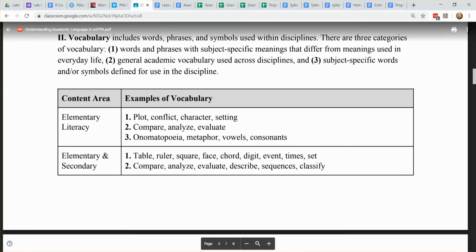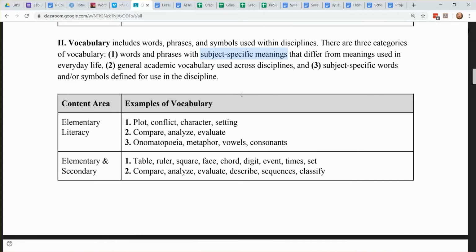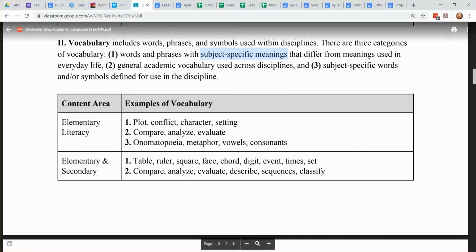What's vocabulary? Vocabulary includes words, phrases, and symbols used within disciplines. They have three categories of vocabulary: words and phrases with subject-specific meanings that differ from meanings used in everyday life. I can think in mathematics, for example, we might use the word angle to mean something different than you might mean in everyday life. It might have a very specific meaning in geometry, for example.